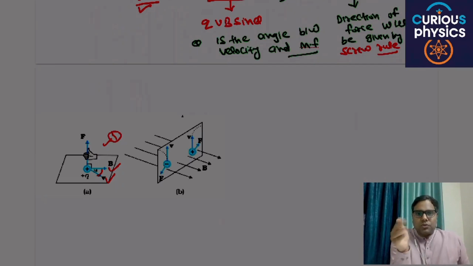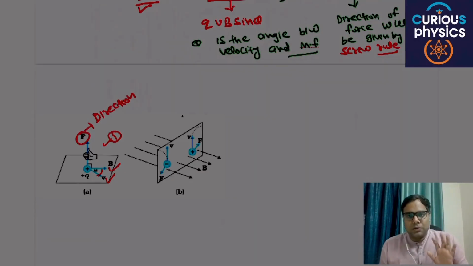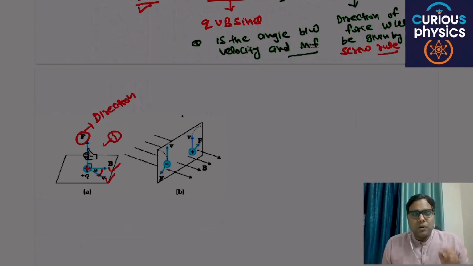For V cross B, you have to move your fingers from the velocity vector towards the magnetic field. So this is V, then towards B, and this is the direction of force. You can easily get the magnitude by QVB sin theta, but how to find the direction is very important in this case. You can practice, for example, in the second case: this is a positive charge, then the direction will be upward.